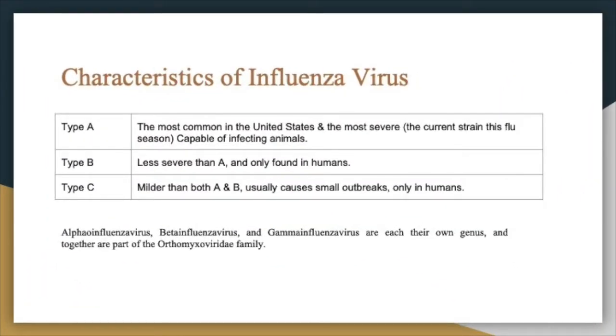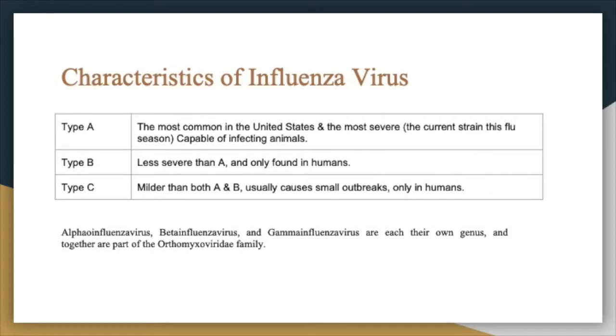Characteristics of the influenza virus. There are 3 types of influenza virus, type A, B, and C. Type A is the most common in the United States and the most severe. This is the current strain in America right now, and this is capable of affecting animals. Type B is less severe than A and only found in humans. Type C is milder than both A and B and usually causes small outbreaks and only in humans.